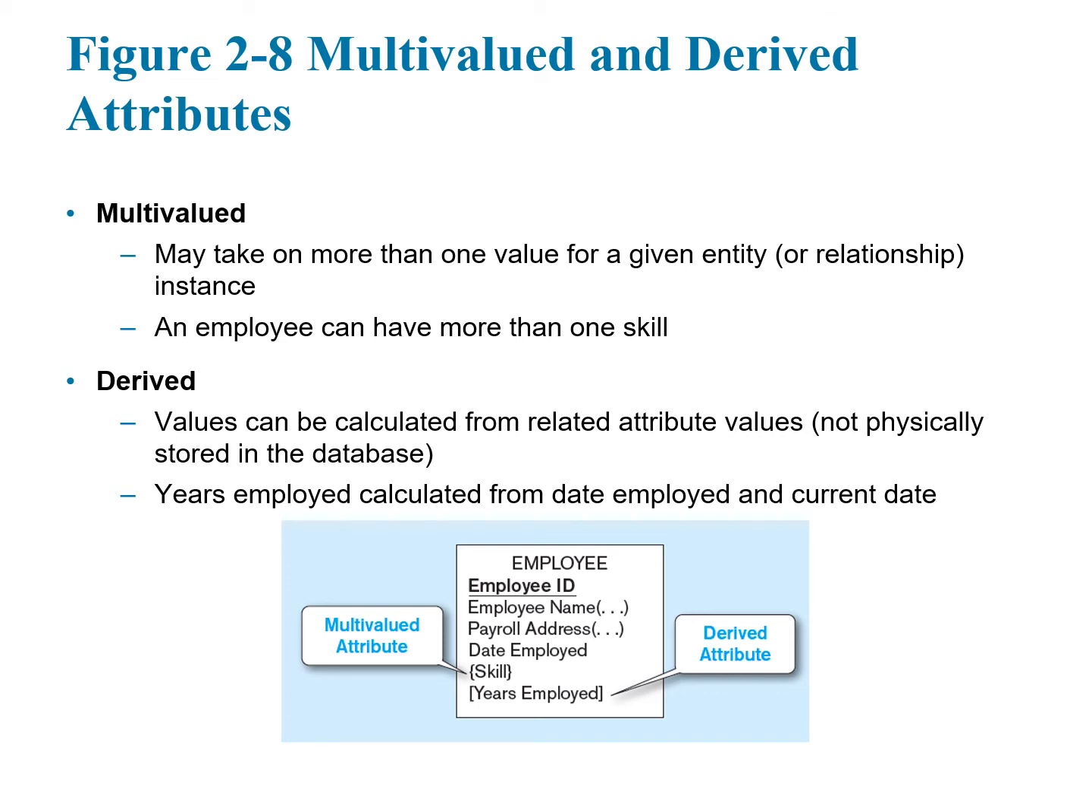Multi-valued: may take on more than one value for a given entity or relationship instance. An employee can have more than one skill. Derived values can be calculated from related attribute values, and are not physically stored in the database. Years employed is calculated from date employed and current date. So, multi-valued attribute and derived attribute.